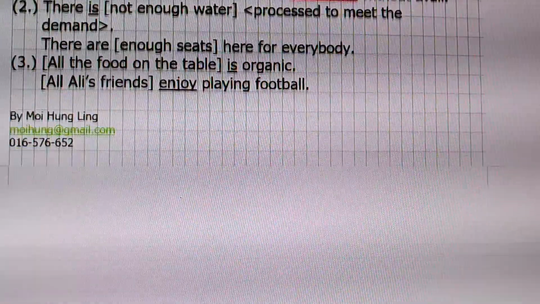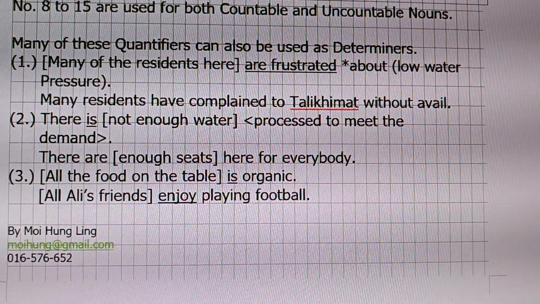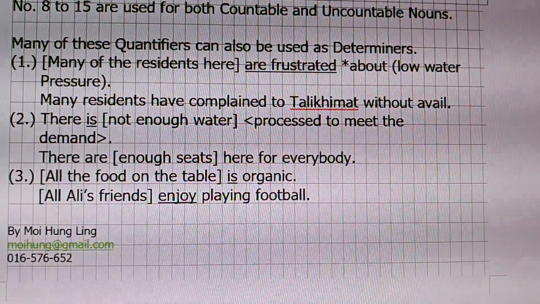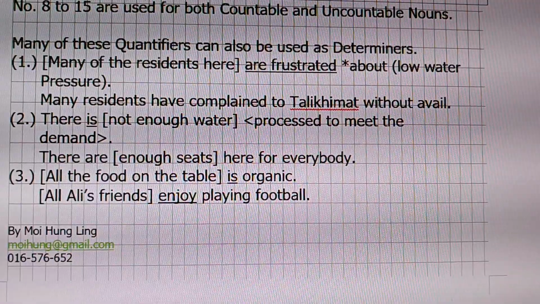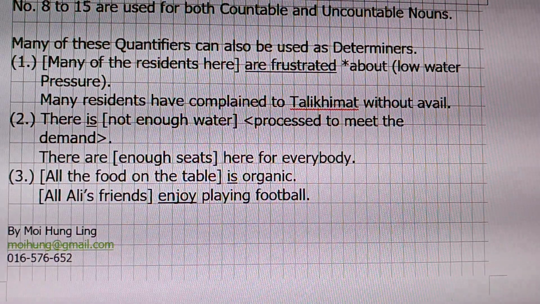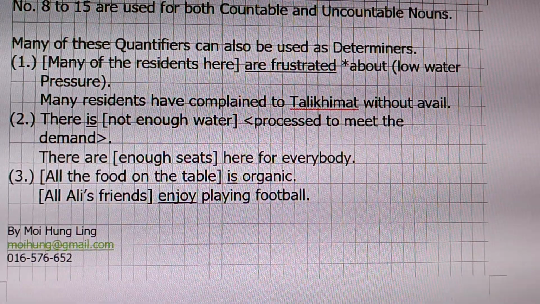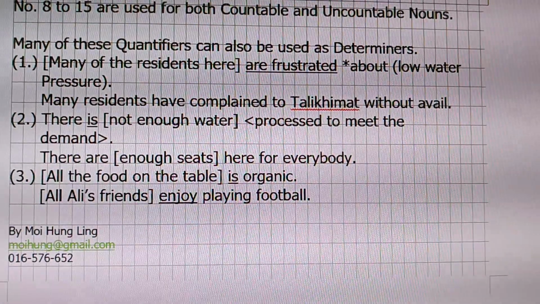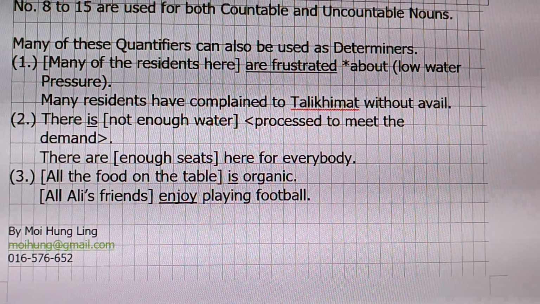So easy, right? Okay. Number 2: there is not enough water processed to meet the demands. There are enough seats for everyone. So in this one, enough is enough. You see, it is used as a noun. Both are used as nouns. The first enough, the subject, and is enough, used as a subject complement, that is also a noun. Alright. Enough is enough. The second enough is used as an adjective, right?